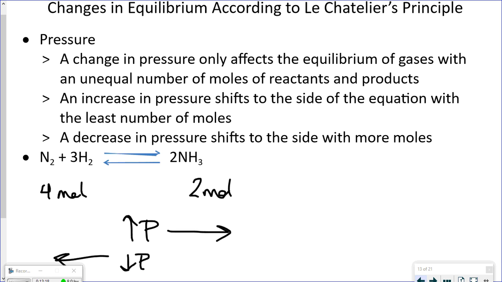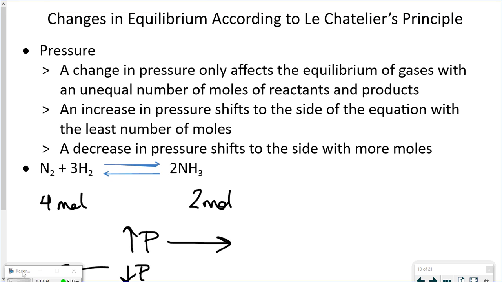That should be our last slide for the day. Go ahead and practice using Le Chatelier's assignment that's posted in Canvas, and think about all of these individual rules as you go through the steps.